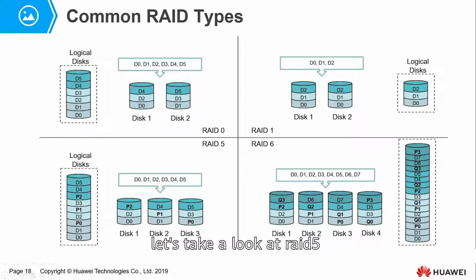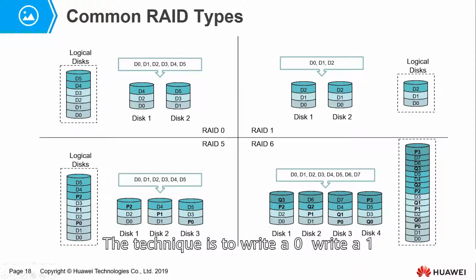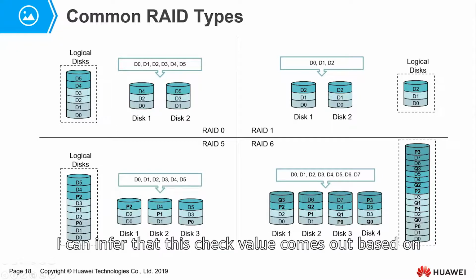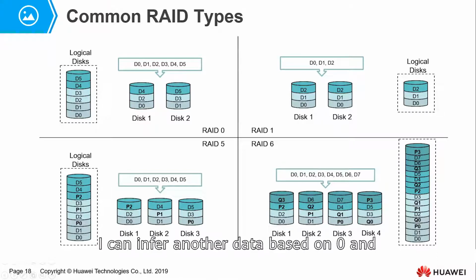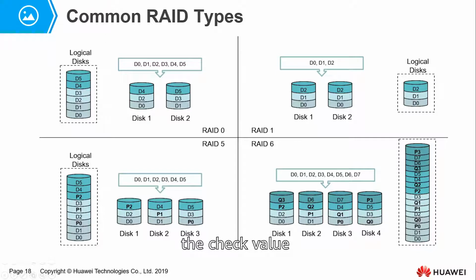Next, let's take a look at RAID 5. RAID 5 adds a technique called parity. The technique is to write a 0, write a 1, and then write a checksum. I can work out that this check value comes from 0 and 1. At the same time, I can work out another data based on 0 and the check value, or 1 and the check value. What are the benefits? With these three hard drives, any hard drive can break.